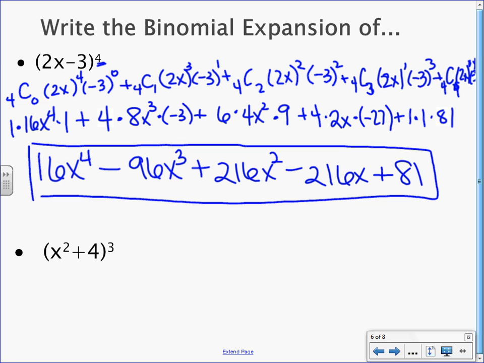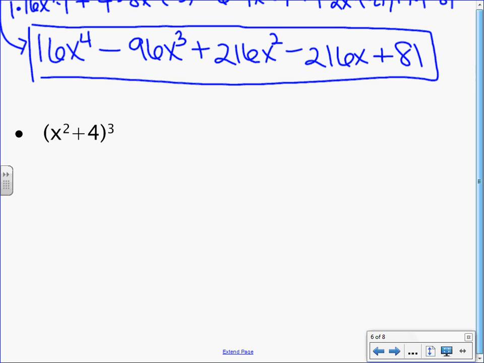Okay? You can also go from this first step all the way down to here. Technically, you don't need this middle step unless it's going to help you. Alright, let's do x squared plus 4, the quantity cubed.